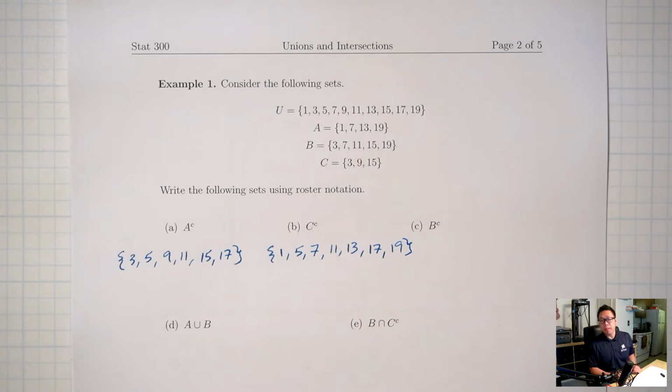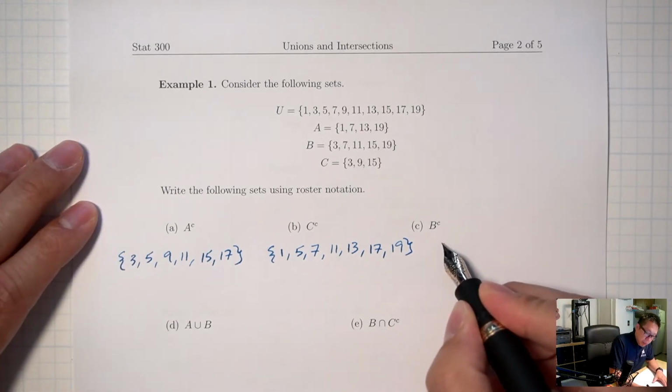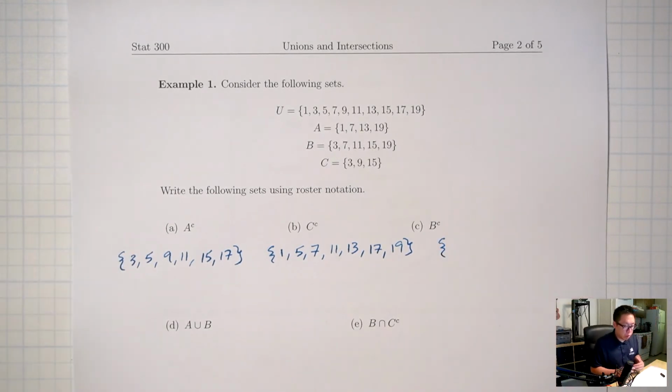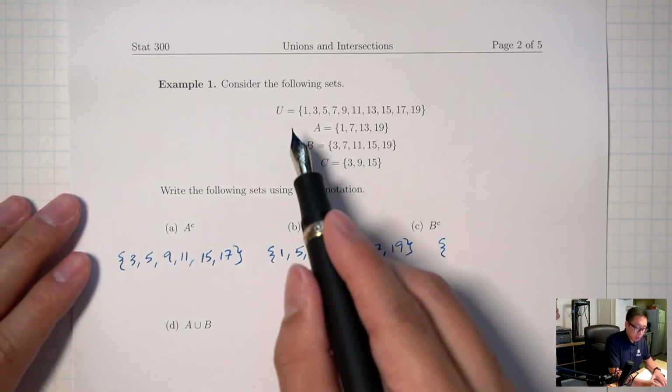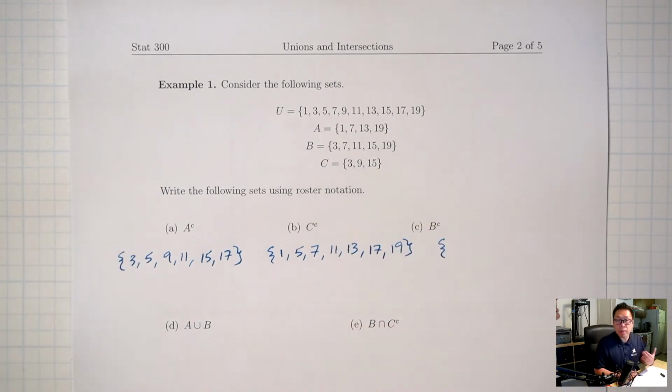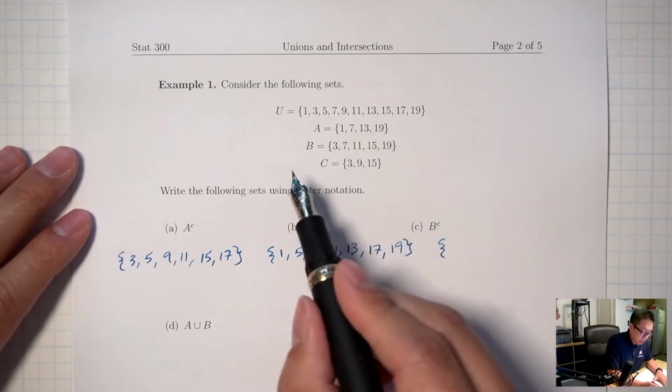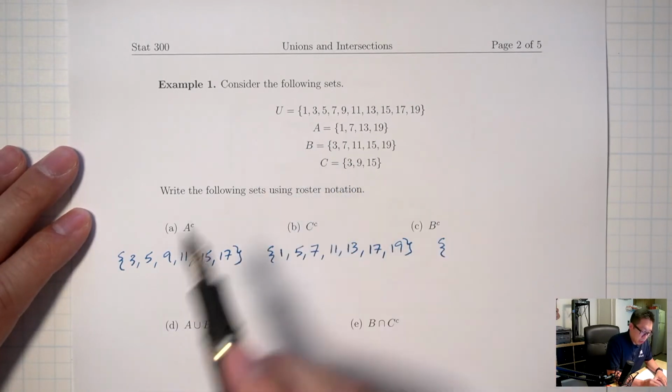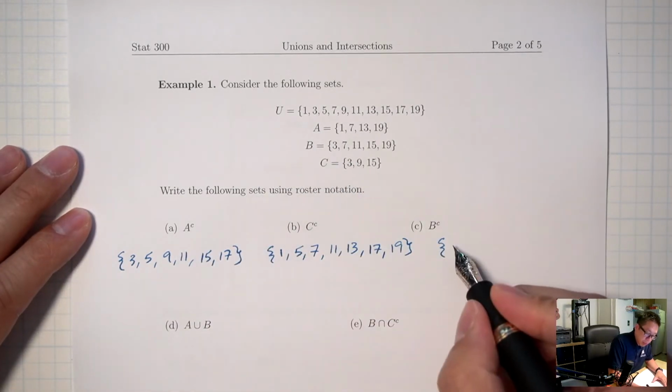And that's C complement. Next up is B complement. These are everything that's not in B. Go through your universal set and pick out everything that's not in B. Here's B. So what is not in B? 1 is not in B.